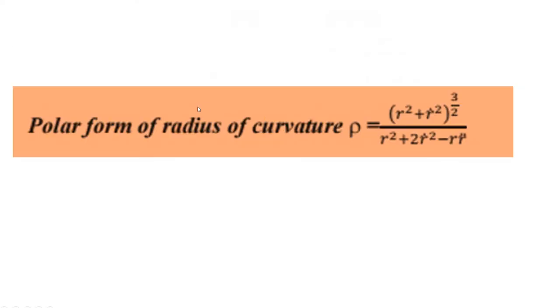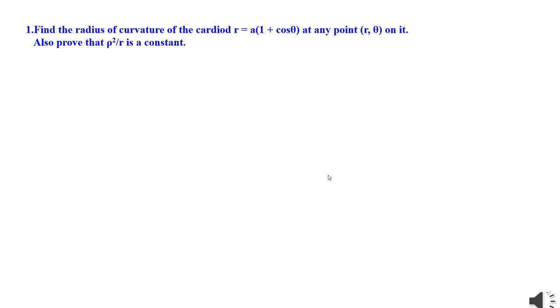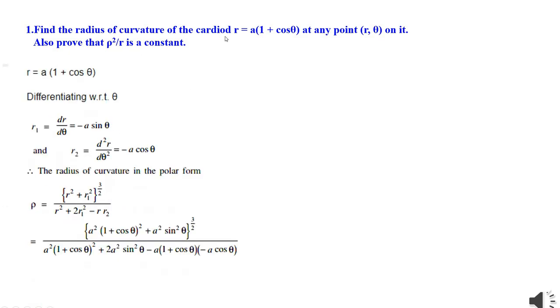Now we'll concentrate on the polar form of radius of curvature. We find the radius of curvature of the cardioid r is equal to a into 1 plus cos theta at any point r comma theta on it, and we also prove that rho square by r is a constant. For this, first consider r is equal to a into 1 plus cos theta, then differentiate that with respect to theta, you get r1.